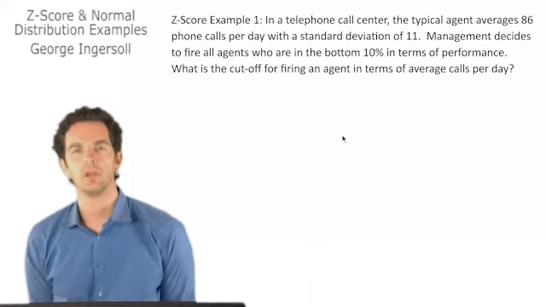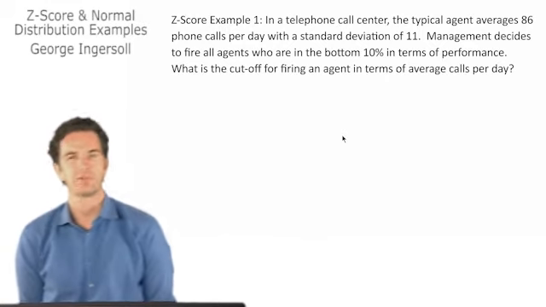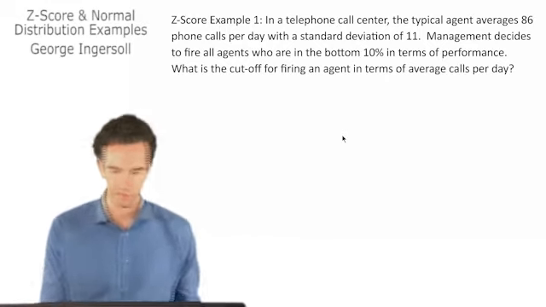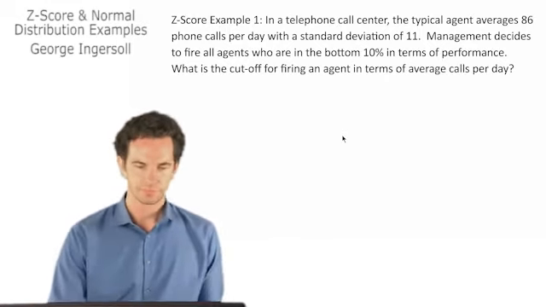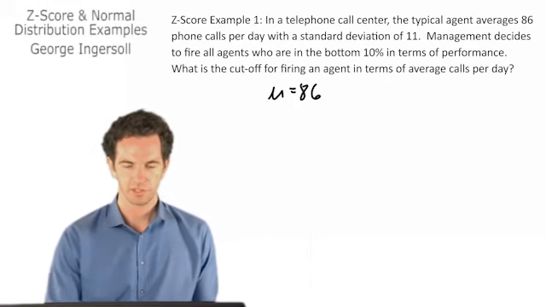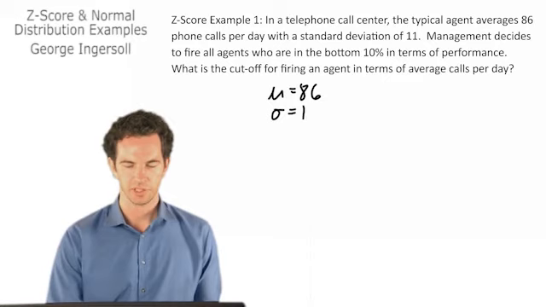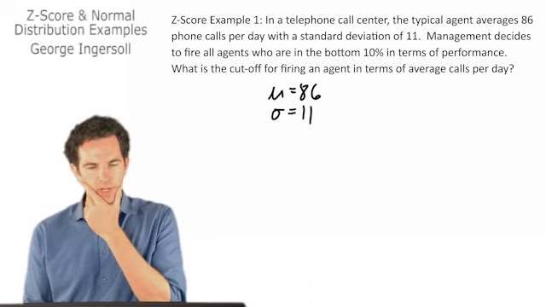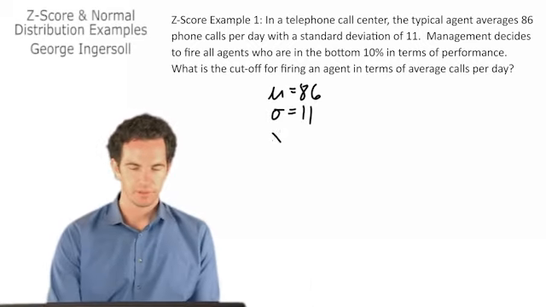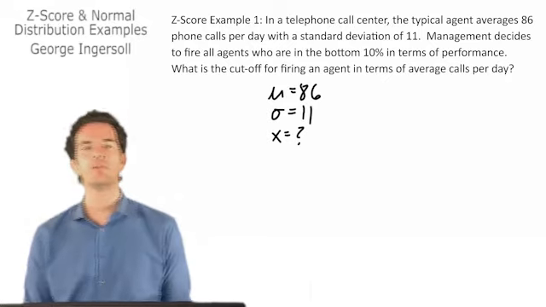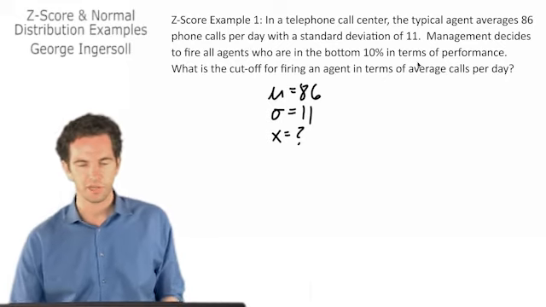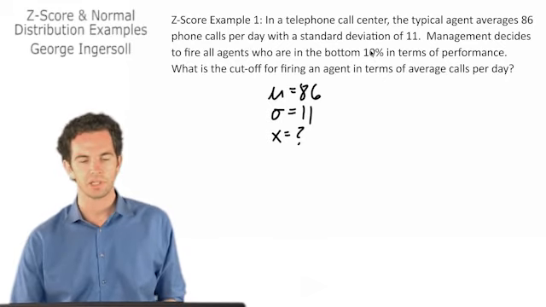How are we going to determine who's in the bottom 10% in terms of their average number of calls per day? Well, we can do that because we have a lot of the relevant information here. We have the average, 86. We have the standard deviation, which is 11. But this isn't all that easy. We don't actually know the x value. We don't know what value is the cutoff. I mean, that's what we're trying to figure out. So instead, we have to figure out, using this percentage, the bottom 10%, how to get back to our x value.